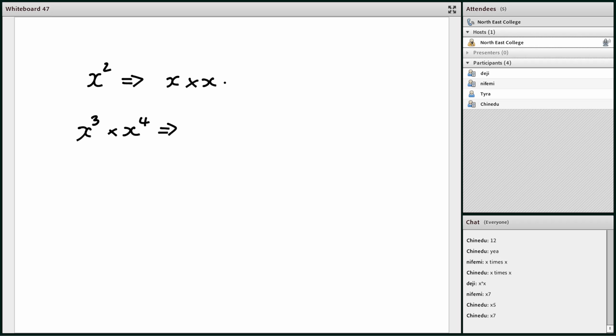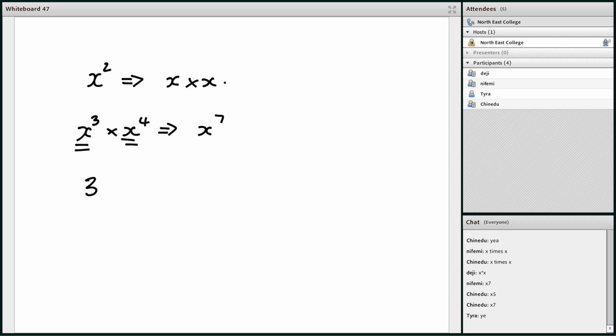So don't forget, when you have the same letter, the same letter, when you multiply, you add the powers together. Is that all right, Daisy? Tyra, is that all right? Tyra says, yep. Daisy, is that all right? I assume Daisy's gone a bit quiet, but that's okay. Good.